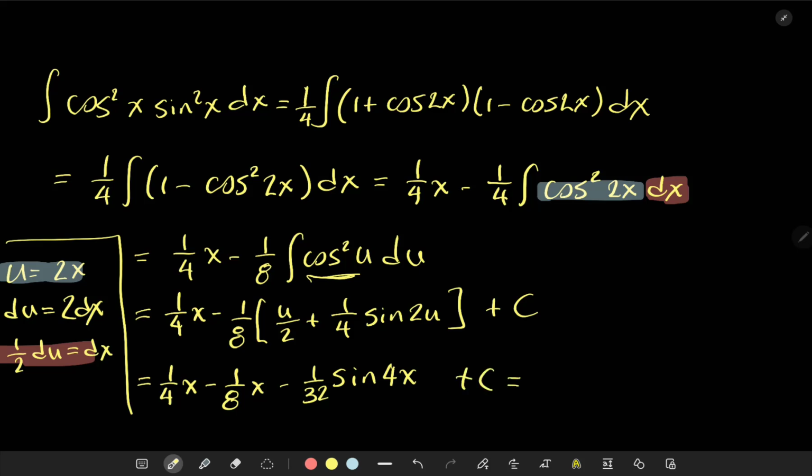And now we simplify that, so 1/4 minus 1/8, this is 2/8 minus 1/8 is 1/8 of x, and then minus 1/32 of sine of 4x plus c. And that's the answer we get. All right, so let me do one more.